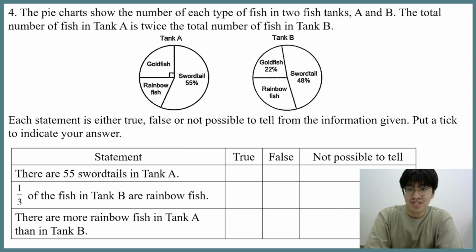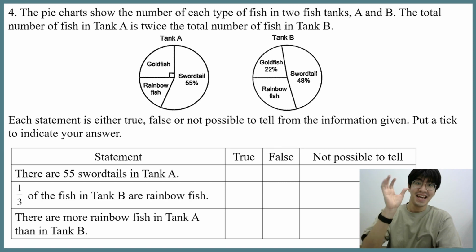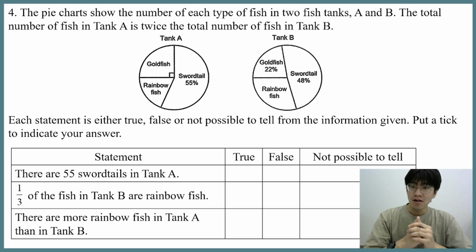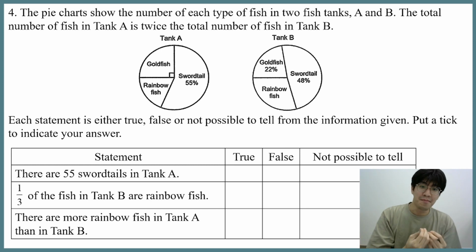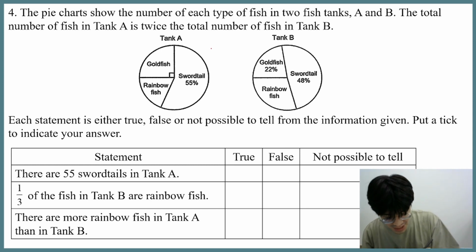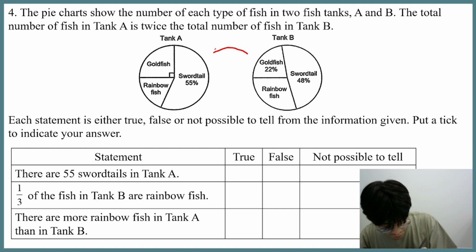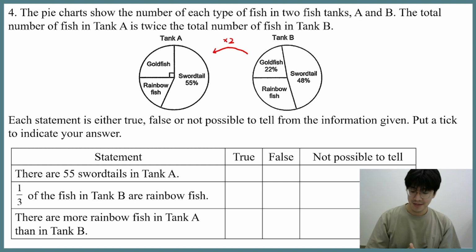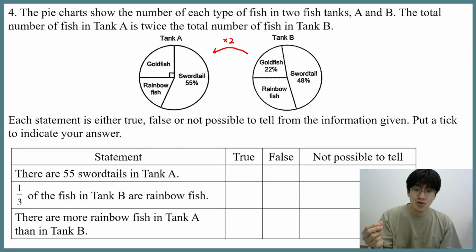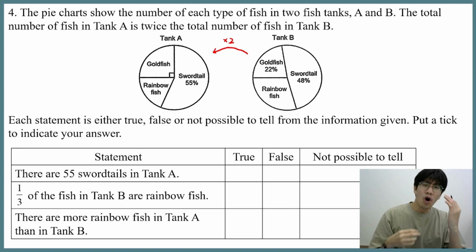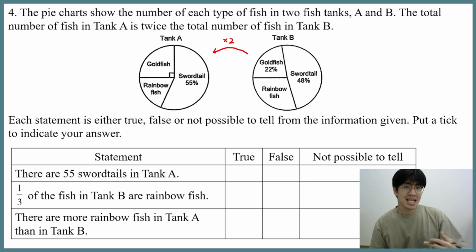Now the pie chart shows the number of each type of fish in two fish tanks, A and B. Now the total number of fish in tank A is twice the number of fish in tank B. So let me remind ourselves on that. 2 times, twice. And in the table below, each statement is either true, false, or not possible to tell. And then we have to indicate our answer in this table.